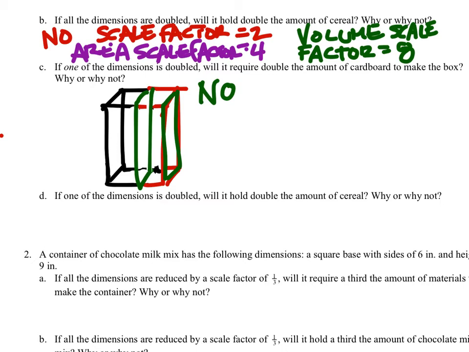Then D, if one of the dimensions is doubled, will it hold double the amount of cereal? Yes, it will. We can see in the diagram we just drew that this box in black was duplicated with the box in red. So the answer to that one is yes.